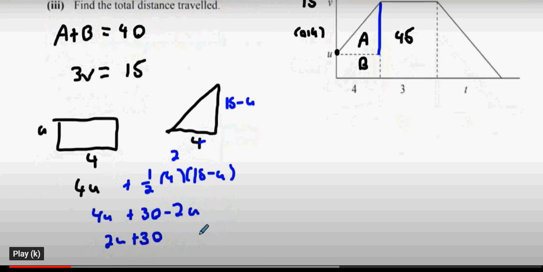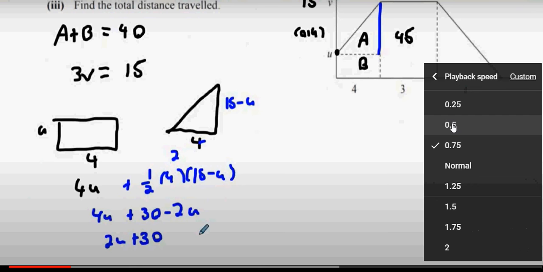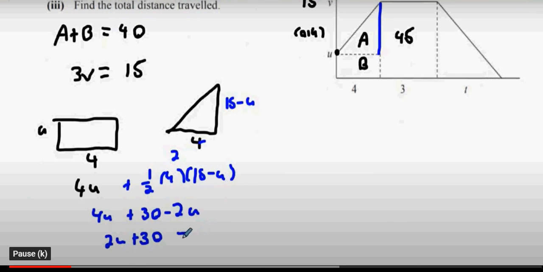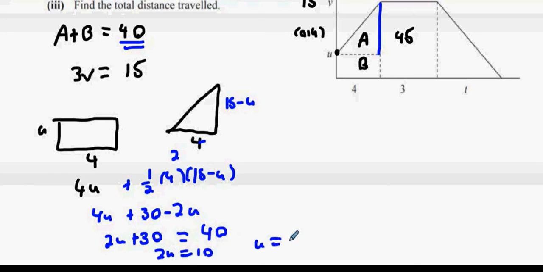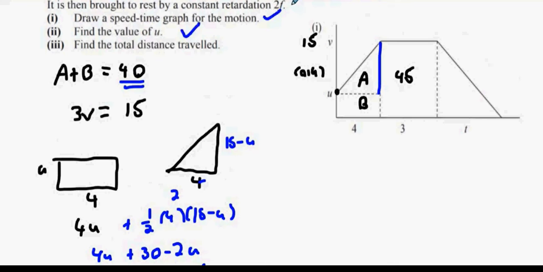Okay, so 2u plus 30 equals 40, because remember, the area of triangle A and rectangle B is 40. This should yield 2u equals 10 and u equals 5. So now we know that v equals 15 and u equals 5.